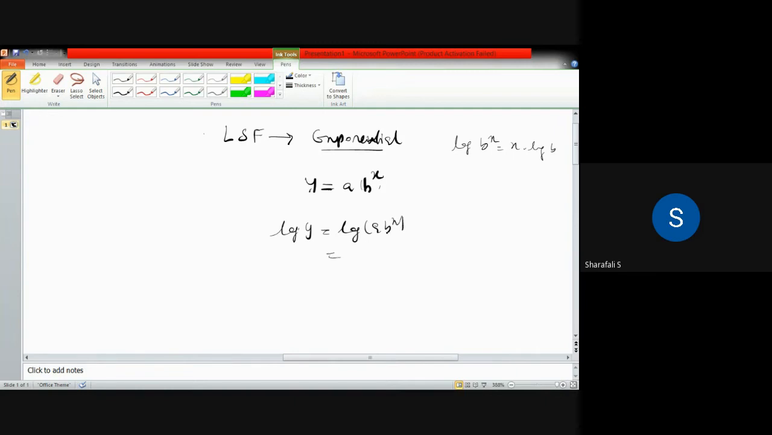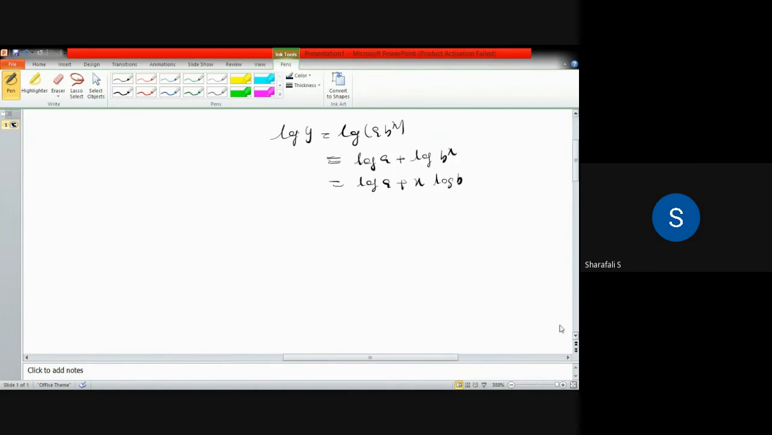If you take this, this is a product, right? So log of a b^x will become like this. We first write log a plus log b^x. Then we expand that. So this is log a plus x times log b. Now, if you consider this equation, it is like a straight line equation.